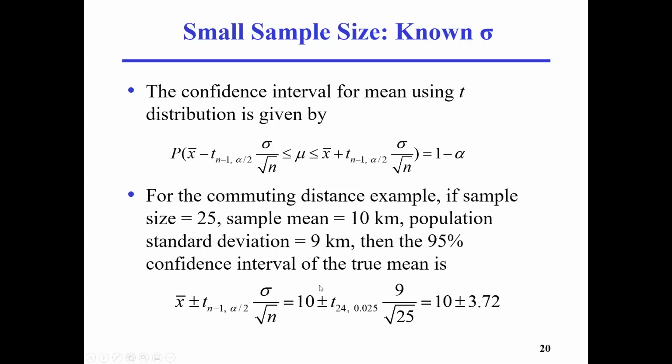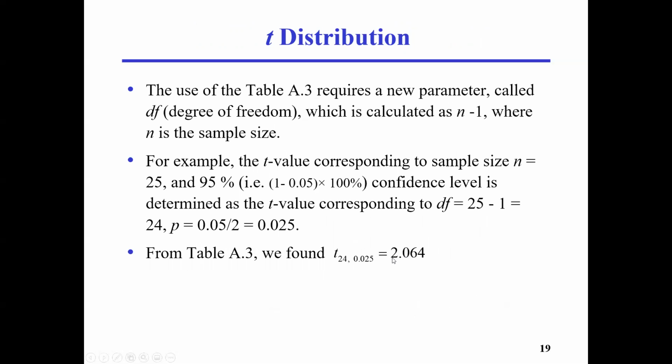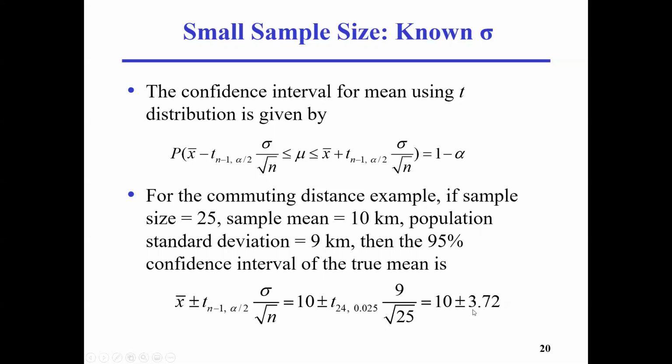And this term is decided by sigma, which is 9, sample size 25, and also T24 0.025. We had this value from the last slide here, 2.064, right? So eventually you have this new interval 10 plus minus 3.72. And you should know that this interval is based on the fact that your sample size is 25, is smaller than 30. So we use the T distribution instead of standard normal distribution.